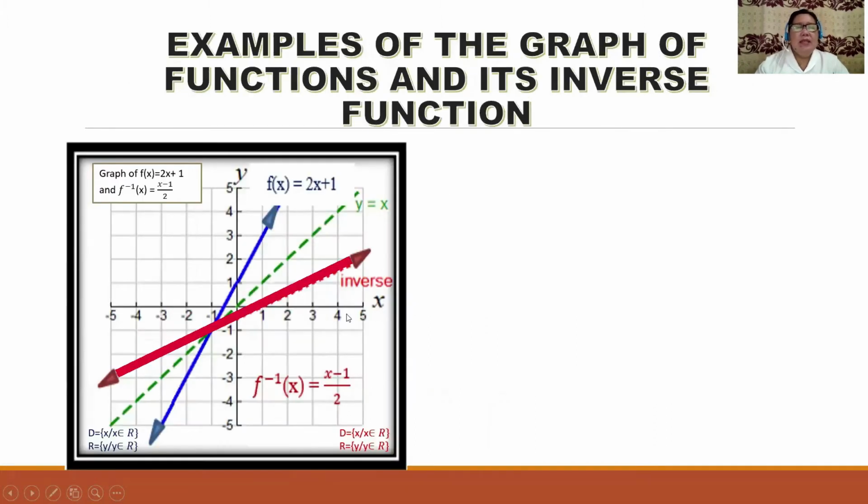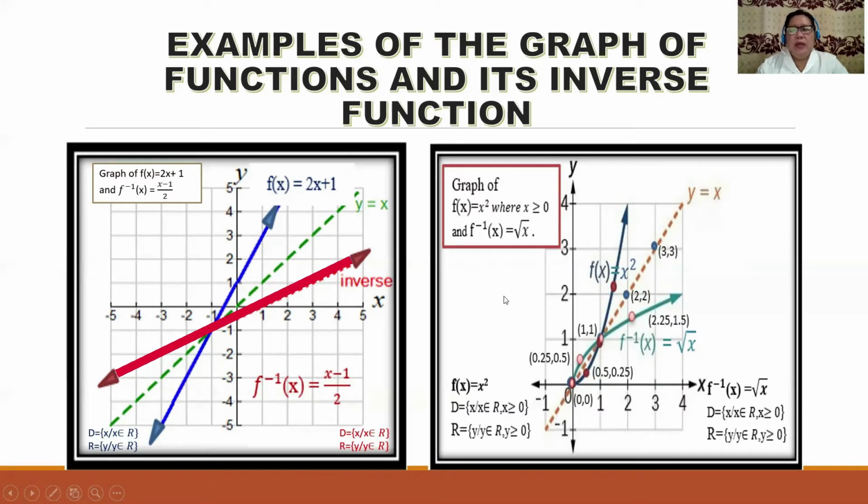Let us have examples of the graph of functions and its inverse function. The first one is showing the function f(x) = 2x + 1, which is a linear function, this blue line. And the inverse of the function is f^-1(x) = (x - 1)/2, this red line here.